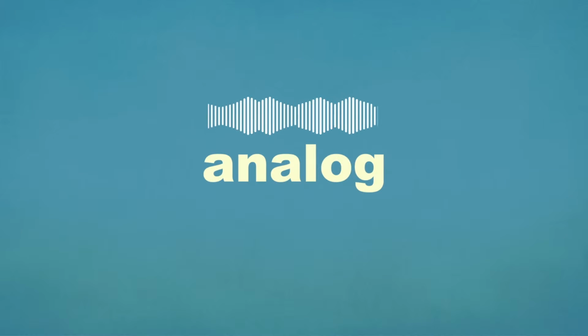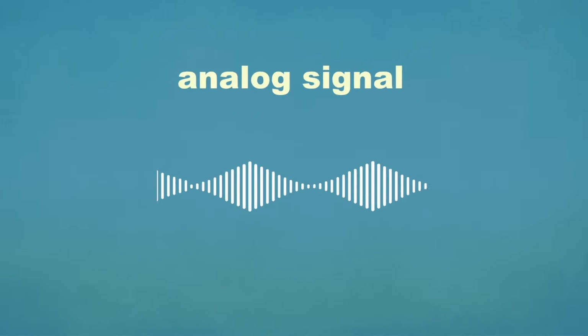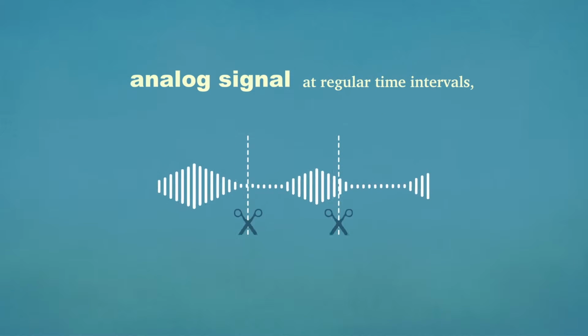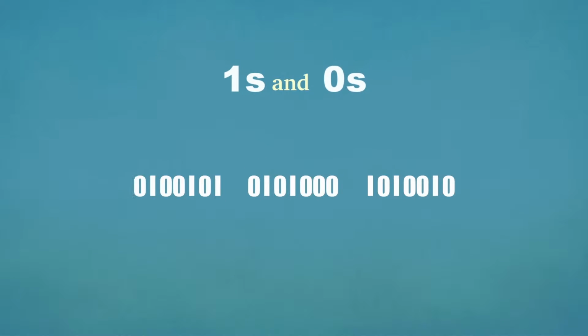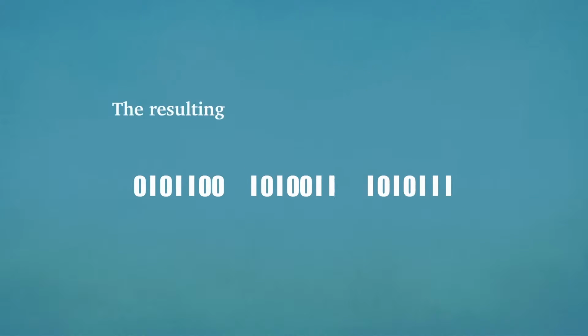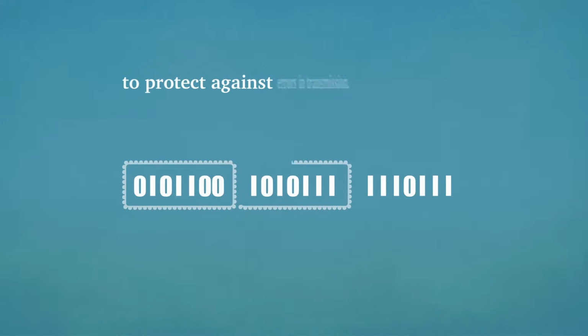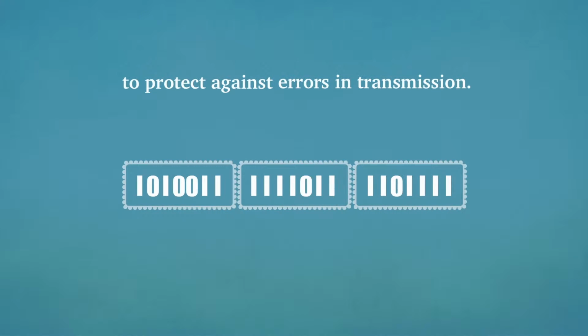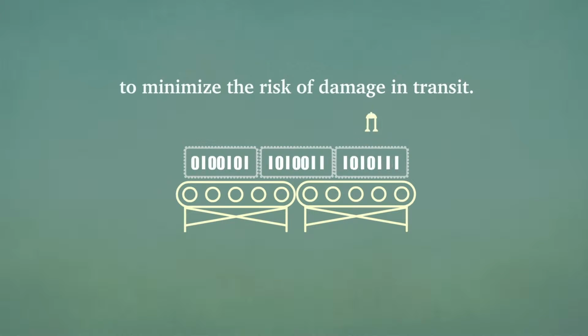All current generation cell phones use digital technology. A voice signal itself is analog, which means it is continuous in time. A digital system, like a cell phone, takes samples of the analog signal at regular time intervals, then converts the samples into a stream of ones and zeros called bits. The resulting binary digital signal is then encoded to protect against errors in transmission. It's sort of like the bubble wrap used in packages to minimize the risk of damage in transit.